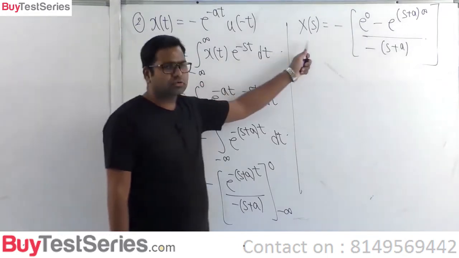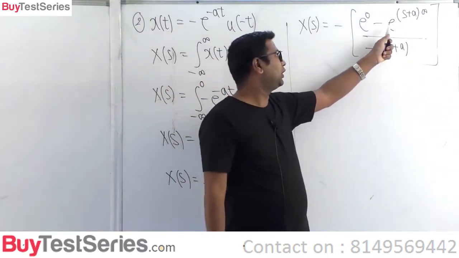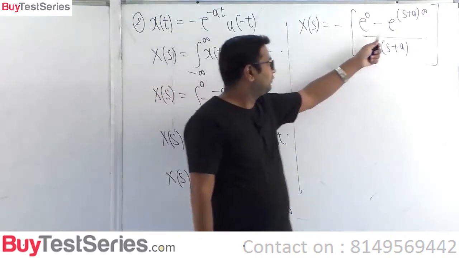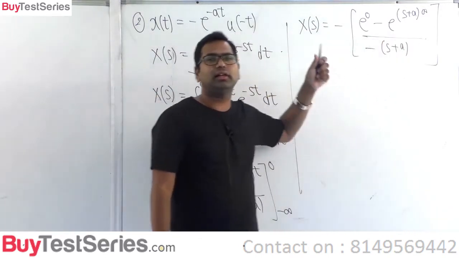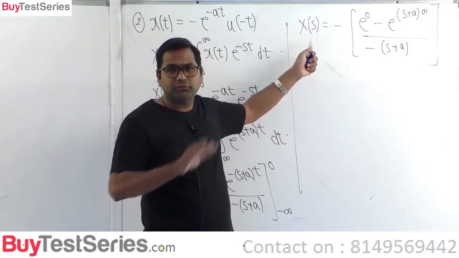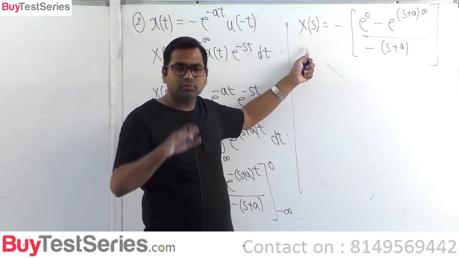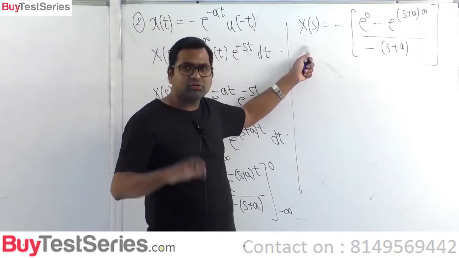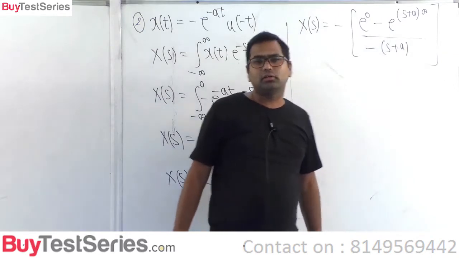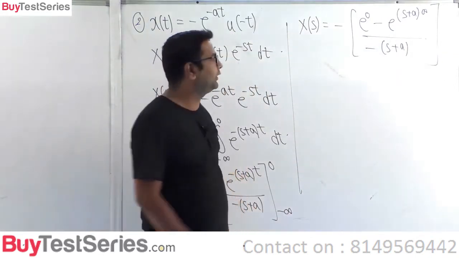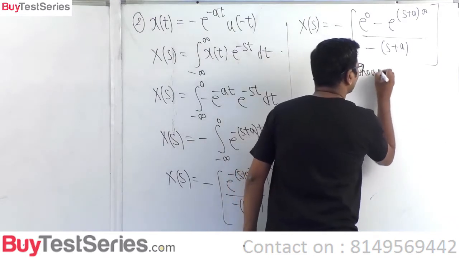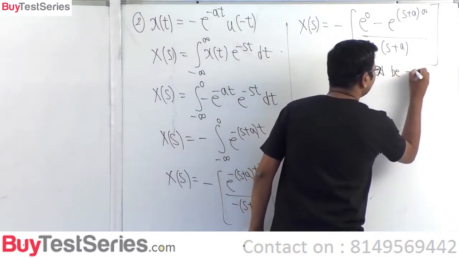Again, for Laplace transform to be finite, we want e to the power minus infinity. If we get e to the power plus infinity, then Laplace transform will be infinity. We don't want Laplace transform to be infinity. We want Laplace transform to be finite. For Laplace transform to be finite, we should get e to the power minus infinity. To get e to the power minus infinity, the term s plus a should be negative.